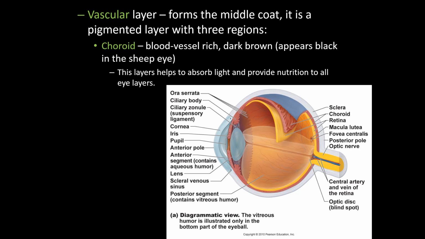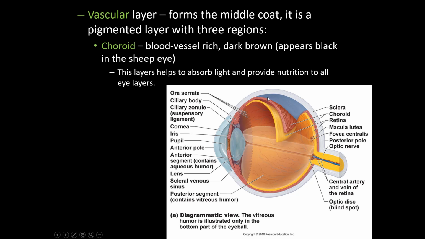Okay, next layer for you guys to write down, number 2, is the vascular layer. And as the name implies, this is the layer that has most of the blood supply coming into the eye. In the picture, it's all of this red stuff. Now, the vascular layer also has several parts. Don't write this down. We're going to come back to it later on.